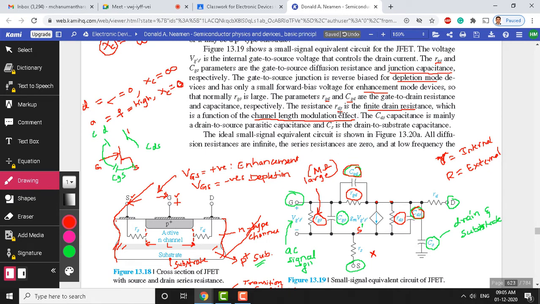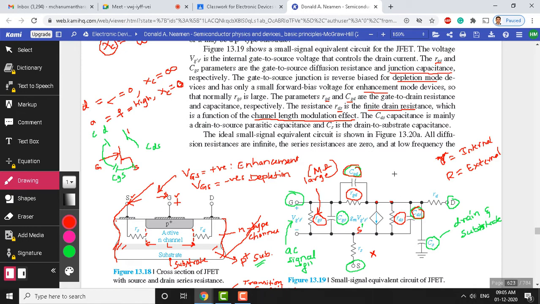What do we mean by that? What is modulation? Modulation means variation of one parameter with reference to another parameter. In this case, we are going to vary this channel length. Channel length is internal, and we are going to vary it with reference to the voltage applied between the drain and source. That is what is told here. The RDS resistance that you are seeing here is a function of the channel length modulation effect. This length will be varied depending on the voltage we apply between drain and source.